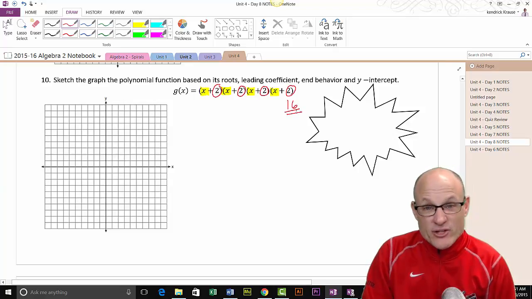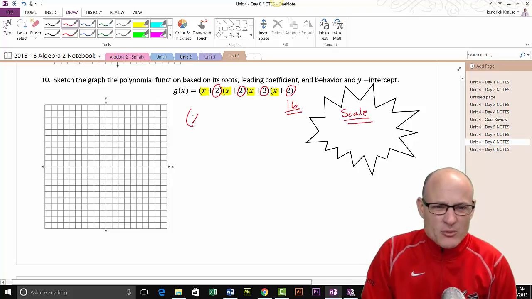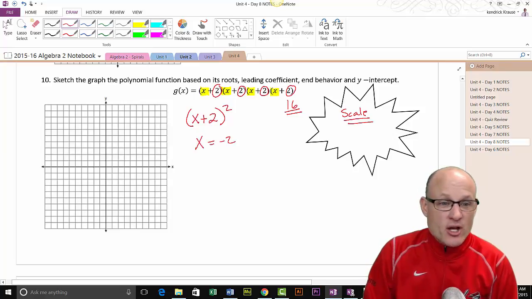So I'm going to have to change the scale on this a little bit. Now, wait a second. What do I have here? Really what I have here is x plus 2 to the 4th. So I got like a quadruple root. There's only one place it's going to hit. It's going to hit at x equals negative 2. So the only place this thing's going to hit is here. And believe it or not, it's just going to look like this, and it's going to go through 16 up there. You know, and if you don't believe me, let's graph it.